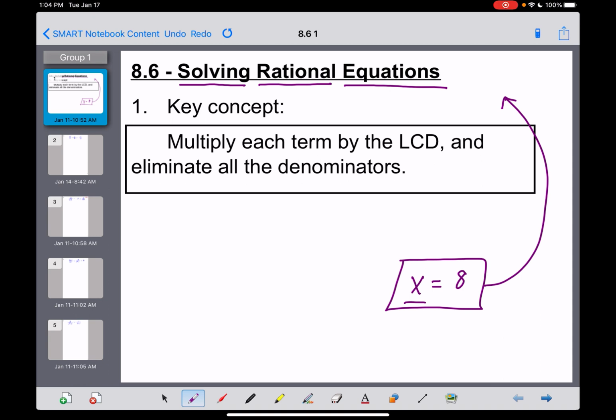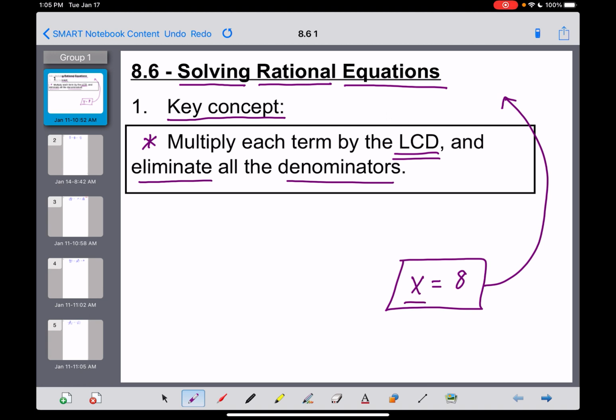So I've tried to boil this down as much as I can to one big key concept. Here's what we're going to do in this section. We are going to multiply each term in the entire equation by the LCD, the lowest common denominator. When we do that, it is going to completely eliminate all of the denominators. And if you don't have any denominators, that means you don't have any fractions. So once we've eliminated all of those fractions, you're going to be left with an equation that's much, much easier to solve than what you started with. And I think you're going to know what to do when you get to that spot.